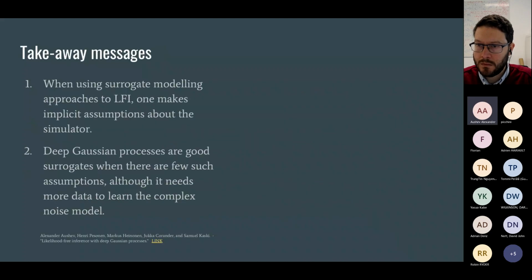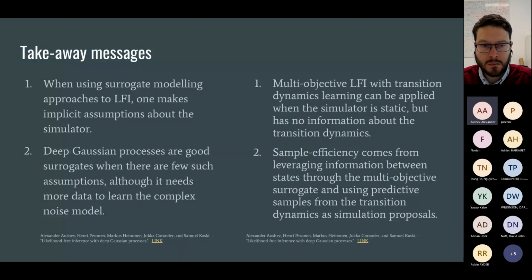Here's just the summary of the talk. These are the main takeaway messages from the first and the second parts. You can get more information from the papers below. The links are provided, and that wraps up my presentation. Thank you very much.